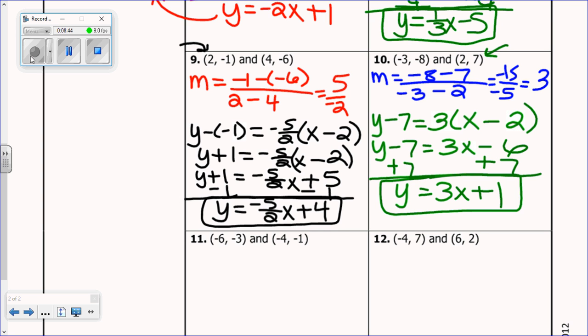So what I want you to do right now is pause the video, and then you answer questions 11 and 12. Remember, it doesn't matter which point you use to plug in the point slope, you should end up with the same answer. Okay? So pause the video, and then you go ahead and work those out, and then you can come back for the answer.